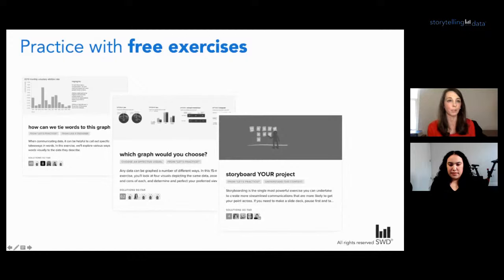We have an exercise around the importance of color and words and how you tie those two things to a graph effectively. There's one around, well, which graph would you choose? Because as we talked about, there is no single right answer when it comes to what's the right graph, and sometimes it takes creating several different versions to identify which one is going to be effective.